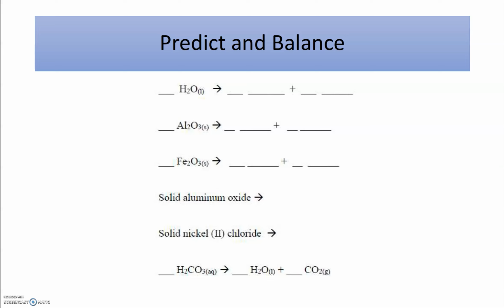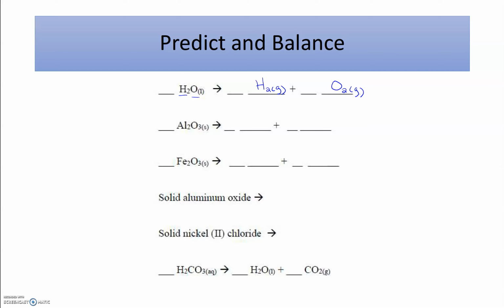So we're going to use the information we know about decomposition reactions, that the compound is going to decompose into the elements that make up that compound. So for water, we've got hydrogen and oxygen are the two elements that make up the compound. And so as elements, hydrogen is found in pairs as a gas, and oxygen is also found in pairs as a gas. And so those are my two products when water decomposes.